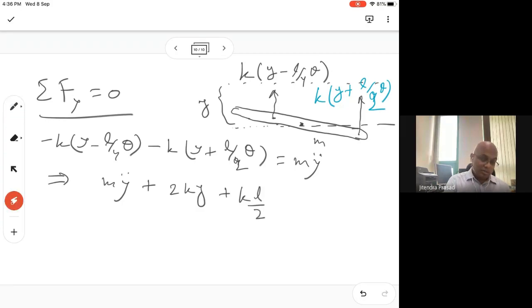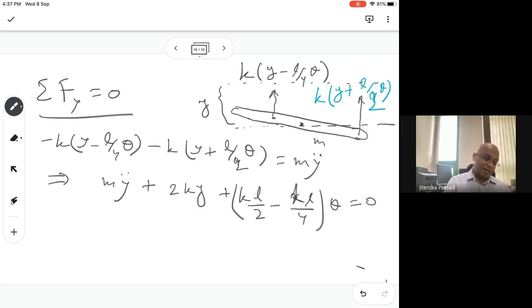So this negative sign here becomes positive here. So kL over 2, and here this will be negative plus positive, and then it comes here to negative kL over 4. But negative, right? So minus kL over 4 theta is equal to 0. So you get one equation.